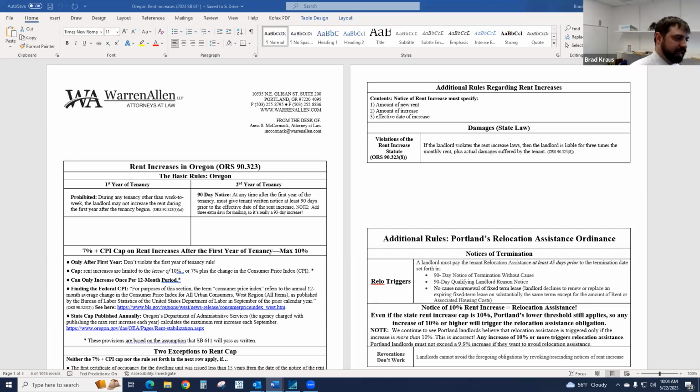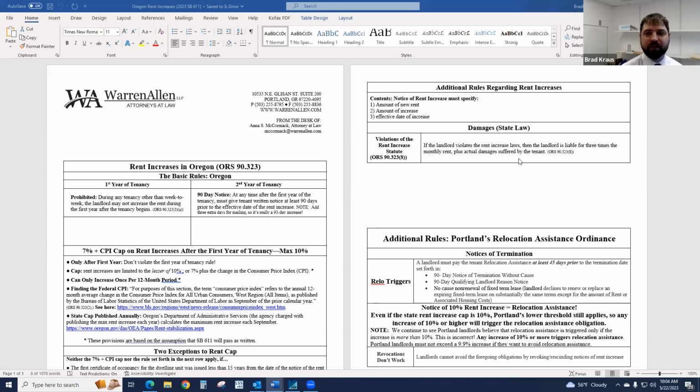But keep in mind, 9.9% in Portland after SB 611 might not be 9.9% anymore. Okay, just due to that CPI switch. So keep that in mind. Again, it gets tricky, but you want to get that right.